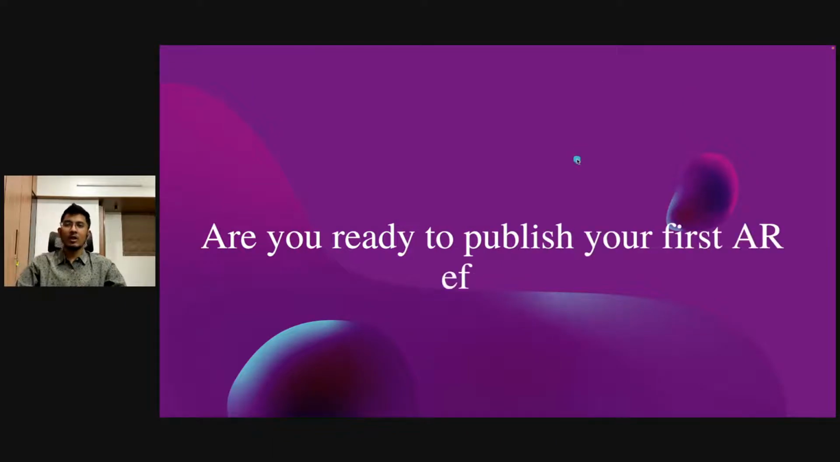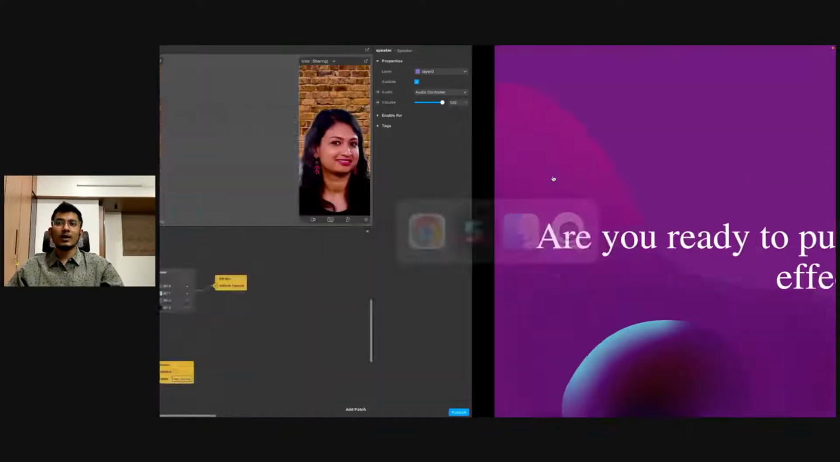So this was all regarding Spark AR policies. I hope it was helpful to understand the basic policies while publishing an effect. If you have understood all the policies correctly, let's jump directly to publishing our effect. I'll be showing you how you can publish your first AR effect. Let's jump back to Spark AR Studio.